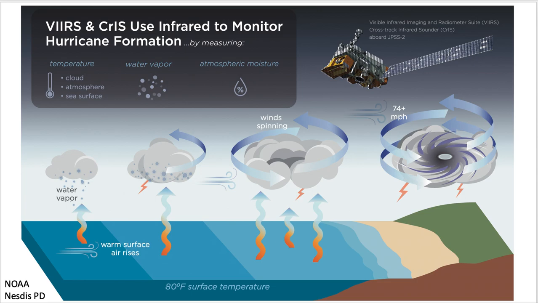And still using the IRS to monitor hurricane formation and looking at clouds, which with meteorology and the satellites, determine water vapor in the air and including atmospheric moisture to predict where hurricanes are going to form.